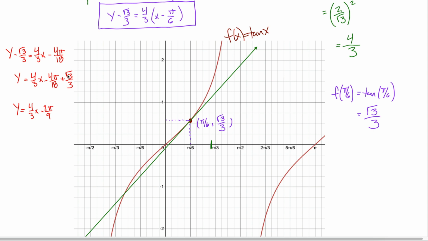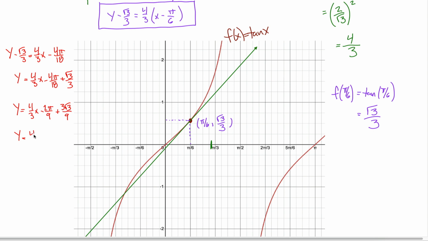And then what I'm going to do is, instead of writing root 3 over 3, I'm going to write 3 root 3 over 9. I'm going to multiply the top and the bottom of this fraction by 3. You're like, you could, but why? Well, because that gives me a common denominator here between these last two terms.